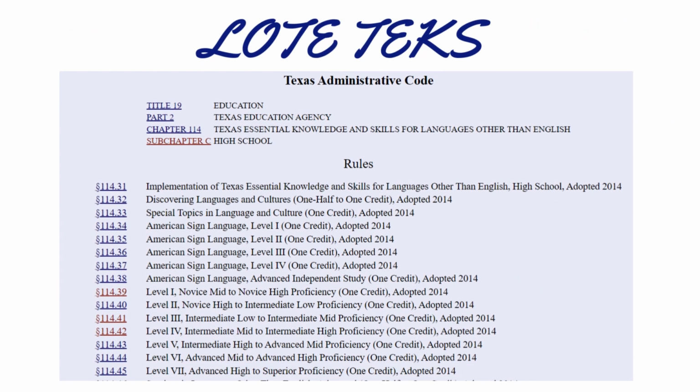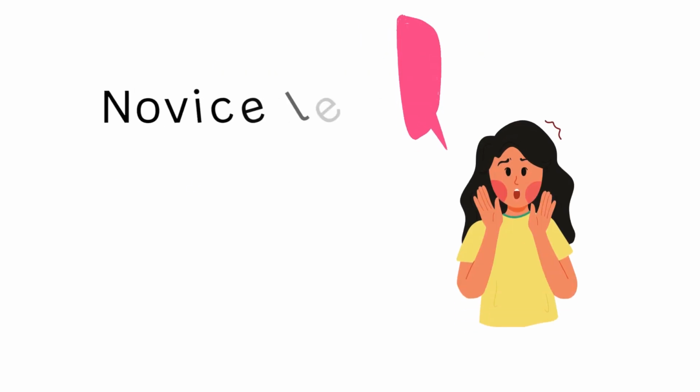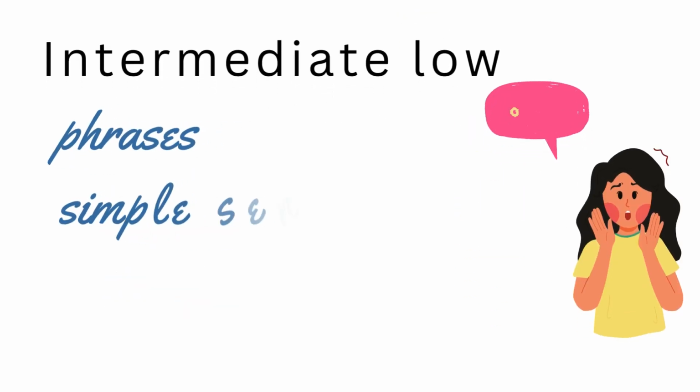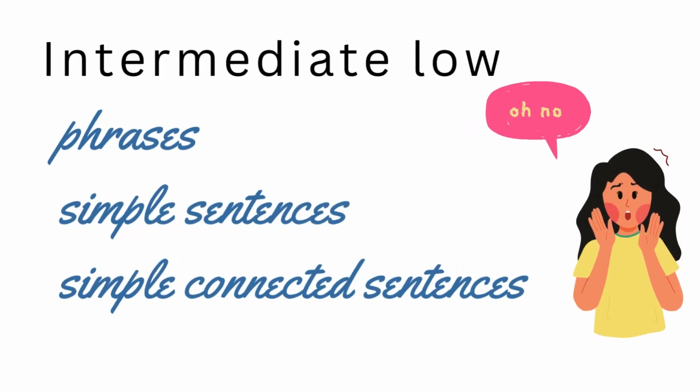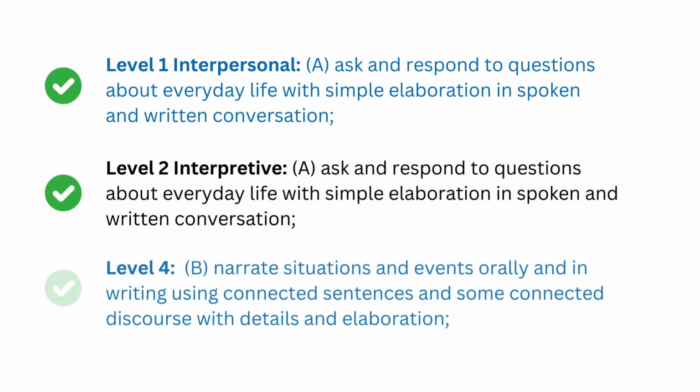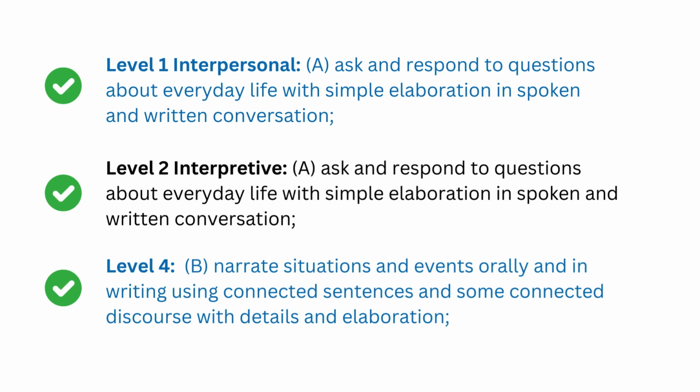Now that you've decided what students can do, the LOTE TEKS set the proficiency level. Level 1 students should be novice mid to novice high, which means that they're able to communicate using words, phrases, and simple sentences. At level 2, students are expected to reach a proficiency level of novice high to intermediate low. This means that they can communicate in phrases, simple sentences, and simple connected sentences, and so on, moving up the levels. If you notice, there's no explicit grammar in either the TEKS or the can-do statements. While grammar can be used as an editor, the goal should be for students to use the language in real-life situations.